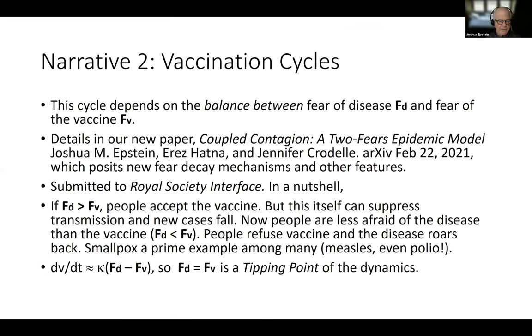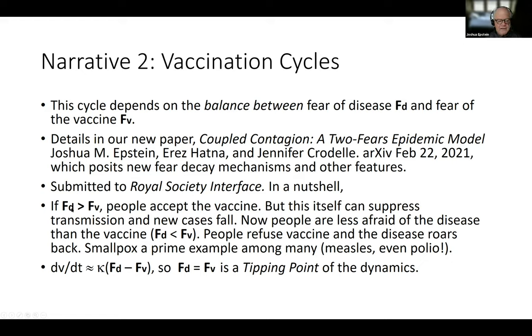Second narrative involves vaccination and cycles of disease promoted by this behavioral dynamic. In this model, it's really the balance between fear of disease and fear of the vaccine that makes things go. And the details are in our new paper, Coupled Contagion, which we've posted on arXiv and is now at Royal Society Interface.